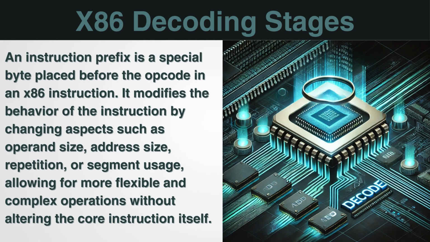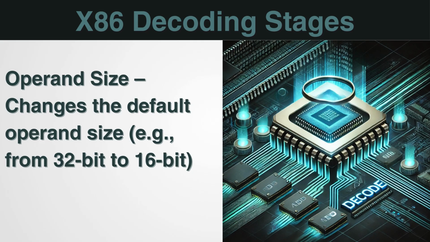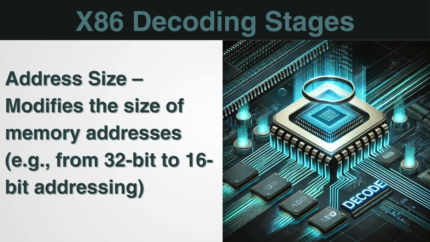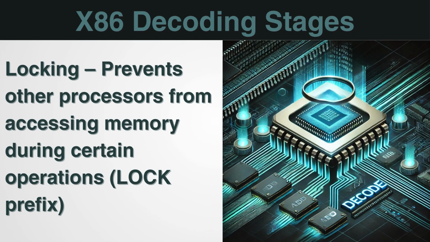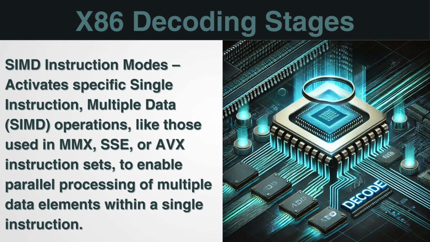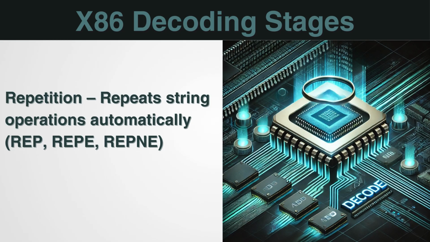An instruction prefix is a special byte placed before an x86 instruction that modifies how the instruction is interpreted by the CPU. Prefixes are 1 byte long and can alter instruction behavior in areas like operand size, 32-bit versus 16-bit, address size, 32-bit versus 64-bit, segment selection, like using the FS register instead of DS, instruction locking, like atomic operations, and SIMD instruction modes. Prefixes are used for backward compatibility with older x86 code and for optimization for specific operations like lock prefixes for atomic memory instructions, and for specialized instructions like rep for string operations.